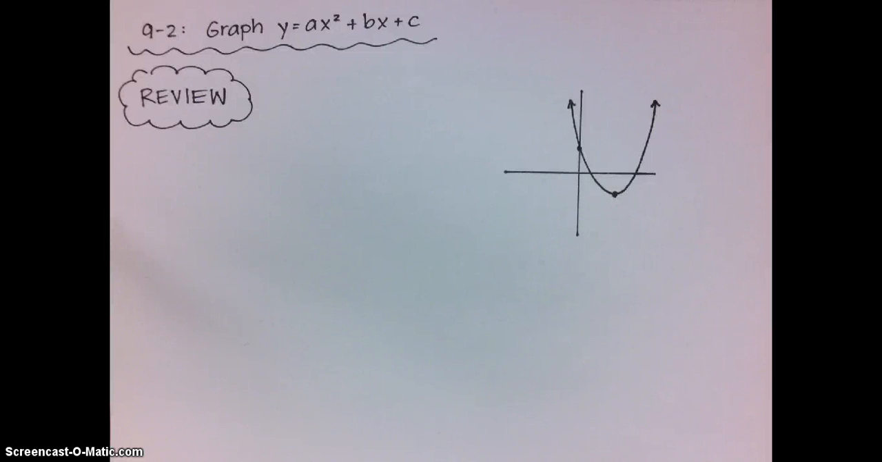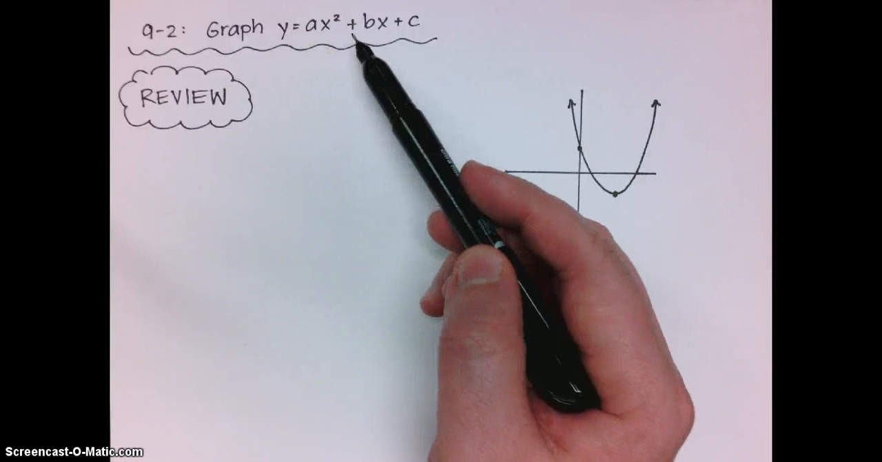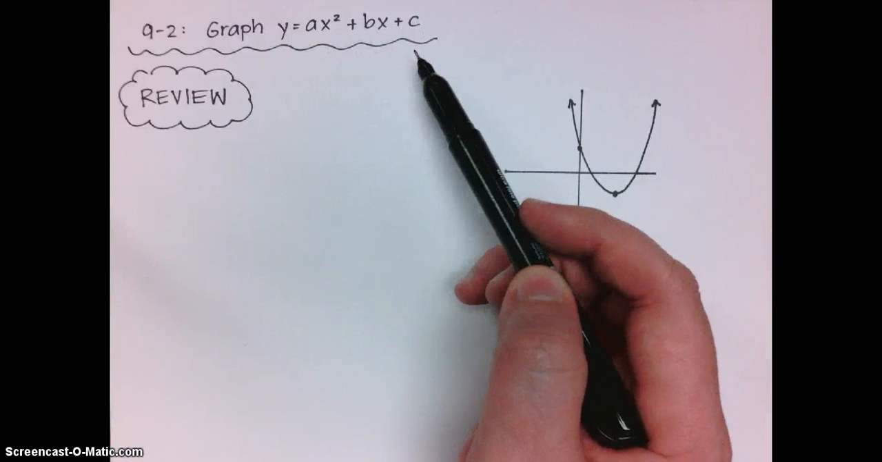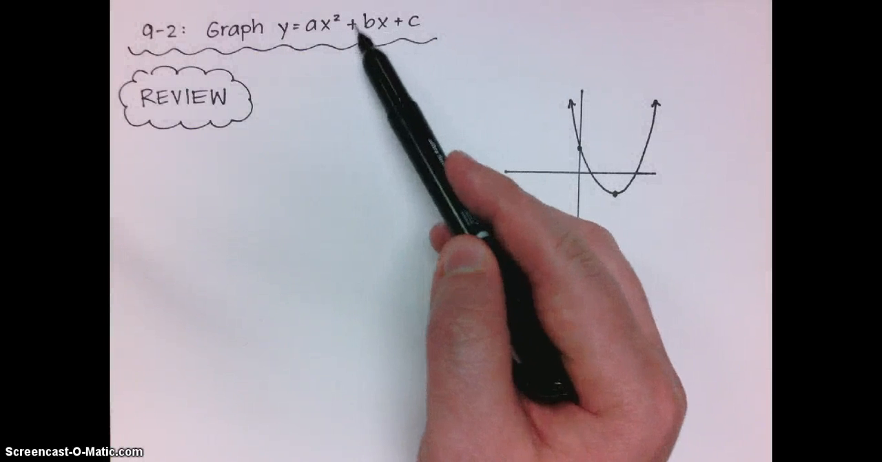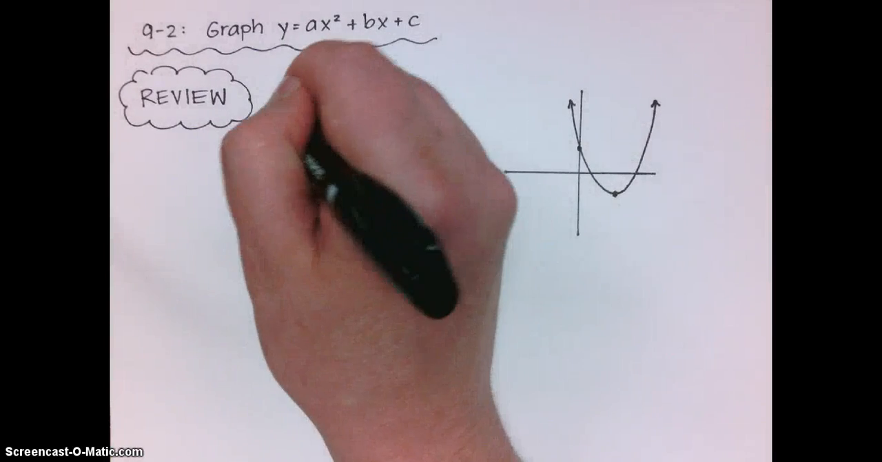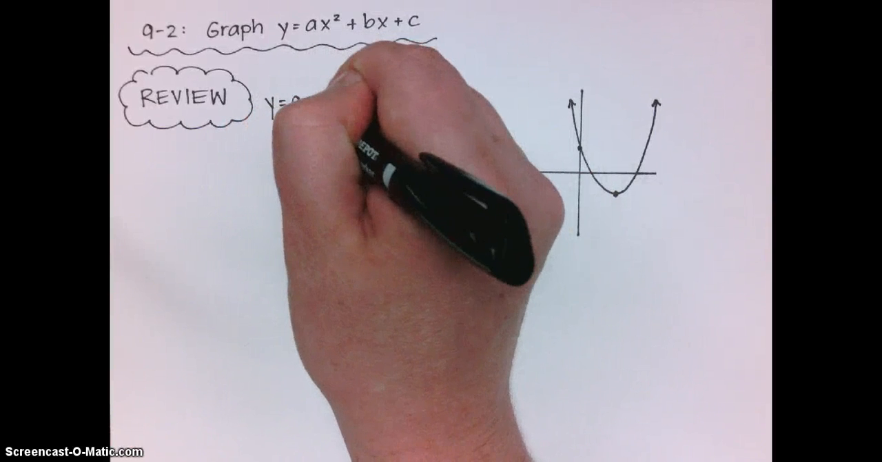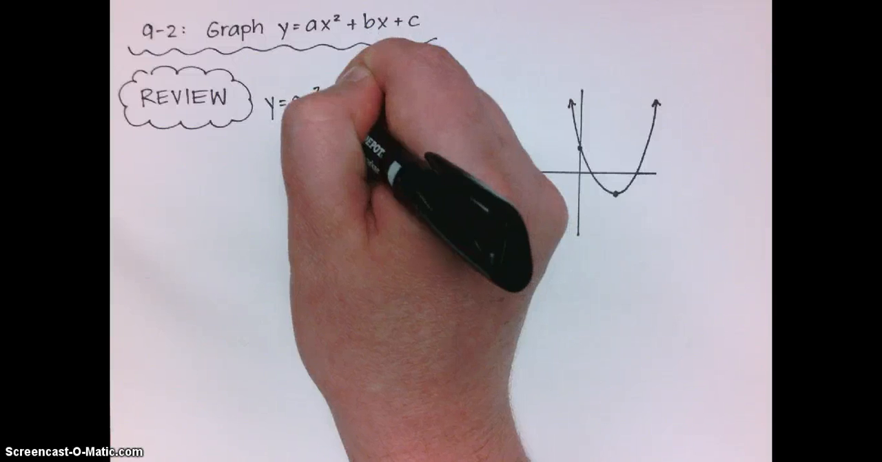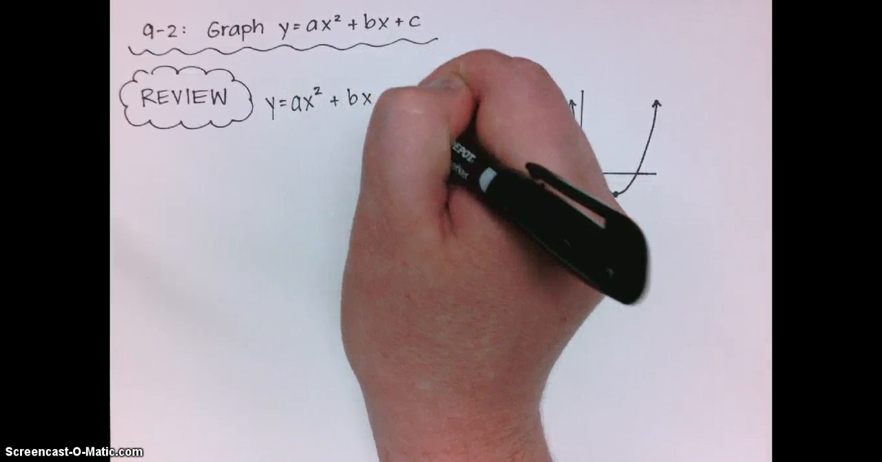Hello class, today's lesson is 9-2 in your algebra textbooks, and we're going to learn how to graph the full quadratic equation, y is equal to ax squared plus bx plus c. Before we do that, and introduce this new portion, the bx, let's review what we know about the quadratic function to begin with. So y is equal to ax squared plus bx plus c.